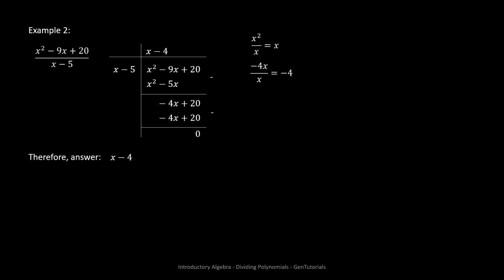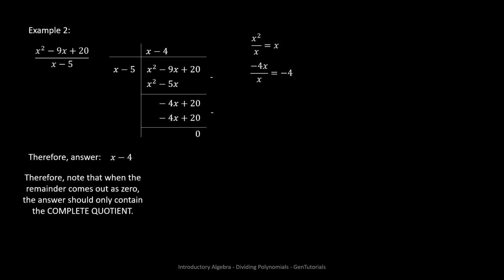Therefore, when we come to this unique situation where you have the remainder as 0, we can take note of this following important detail, that whenever the remainder comes out as 0, the answer should only contain the complete quotient. And so if the remainder is 0, you omit it from your answer entirely.